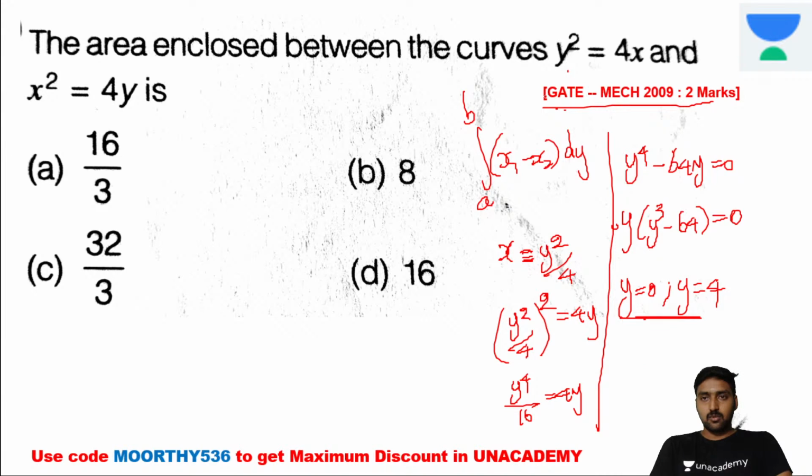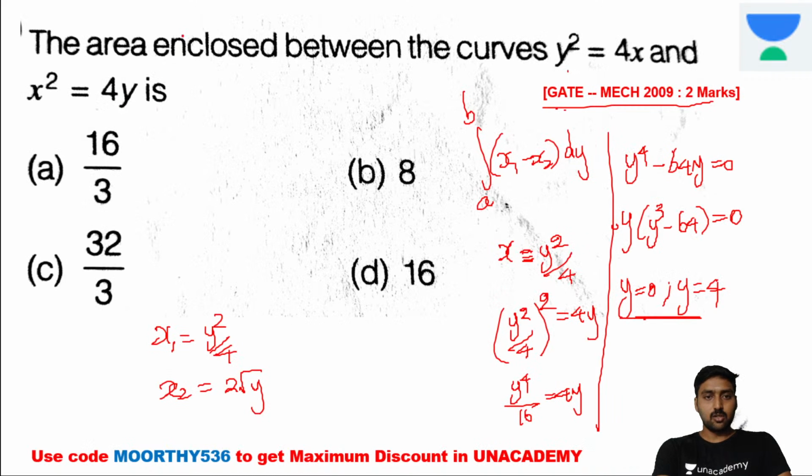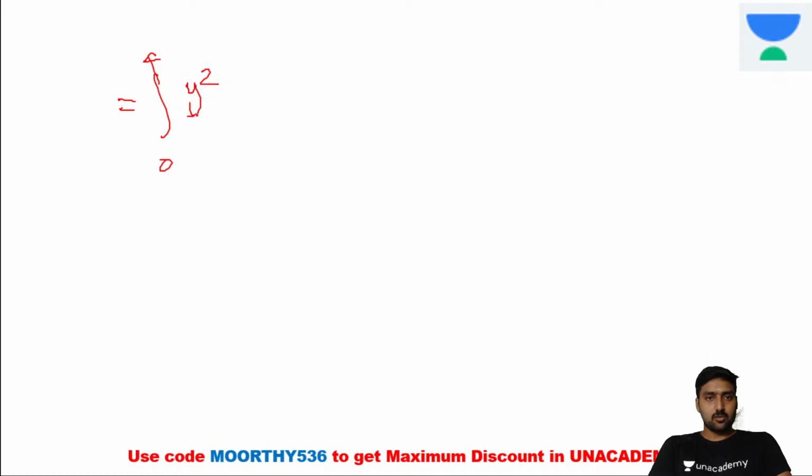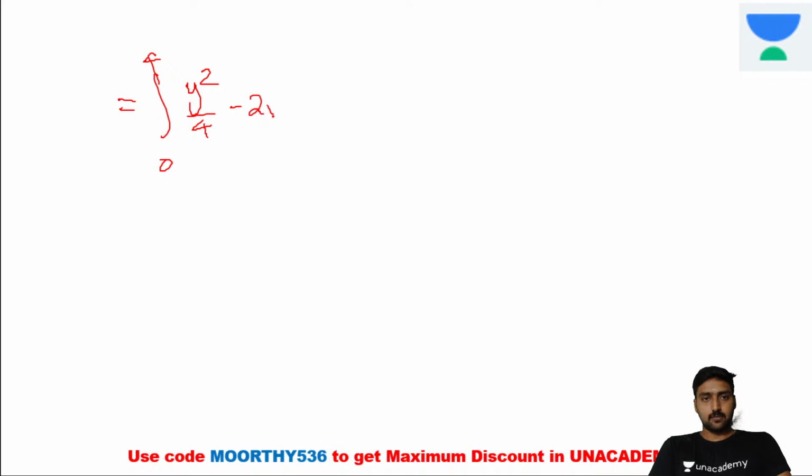Now we require the values of x1 and x2. The value of x1 is equal to y square divided by 4. What about the value of x2? It's 2 into root of y. Is it okay now? That's the second one. Now with the limits 0 to 4, x1 is equal to y square divided by 4, so y square divided by 4 minus 2 root y, into dy.